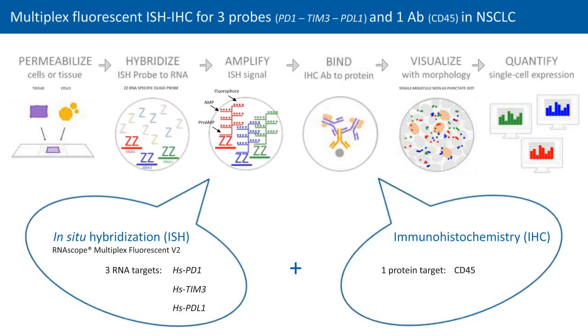Immune checkpoint co-expression patterns were also visualized by multiplex fluorescent ISH for 3 RNA targets, followed by IHC for 1 protein. In this example, probes for immune checkpoint markers PD-1, TIM3, and PD-L1 were combined with a CD45 antibody as a marker of immune cells.